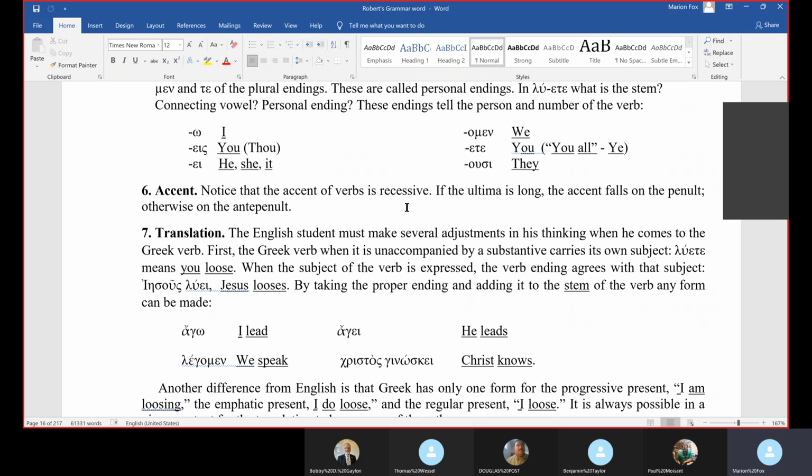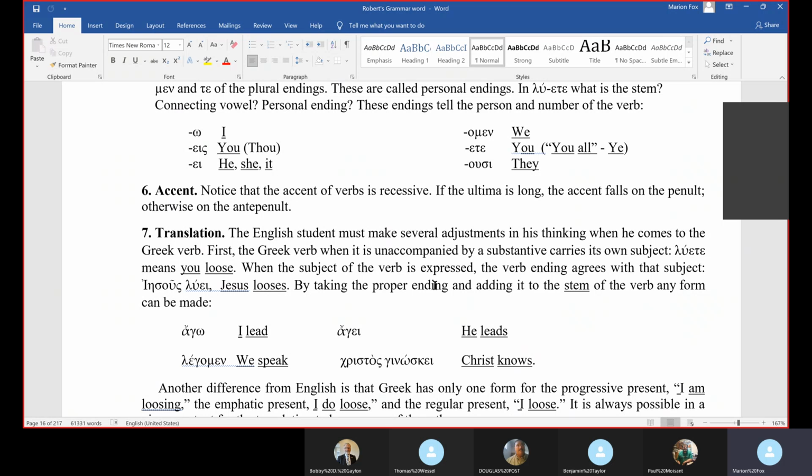All right. The English student must make several adjustments in his thinking when it comes to the Greek verb. First, the Greek verb, which is unaccompanied by a substantive, that means a noun or a pronoun, carries its own subject. For instance, luete here is "you loose." The ete ending is "you." Now, the subject of the verb is expressed in the end of the verb.